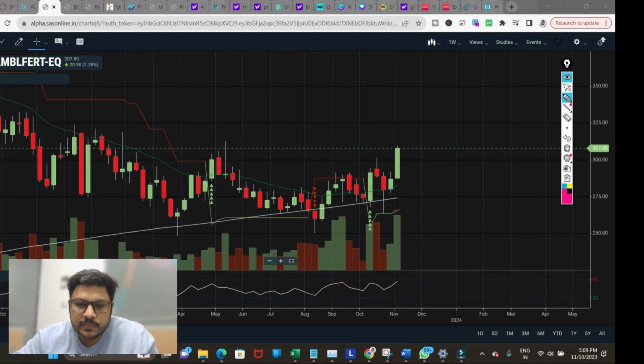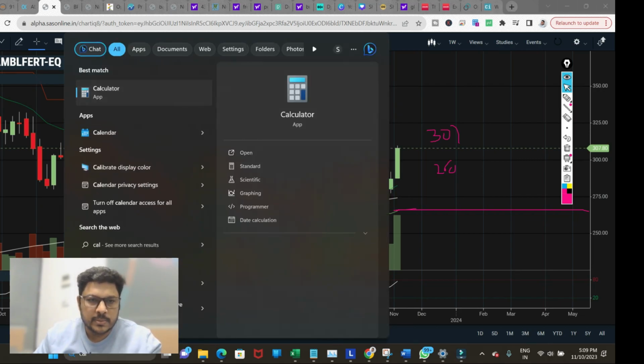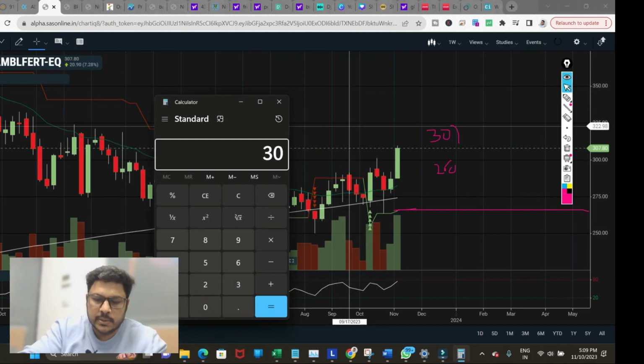Your stop loss will be this, which is 250 to 275. Okay, so you can put a stop loss up to here, and if you take an entry at 307 and 260 is your stop loss, then 307 minus 260, the number of points you get, 307 minus 260. Okay, let's use calculator. What I am trying to tell you is how much quantity you have to take, 307 minus 260, 47.